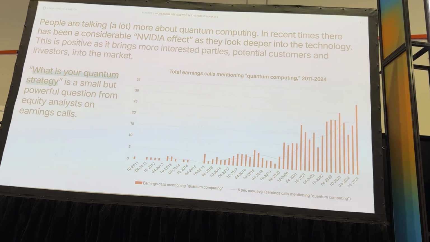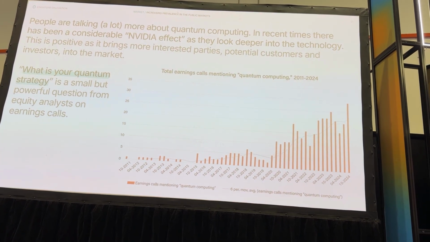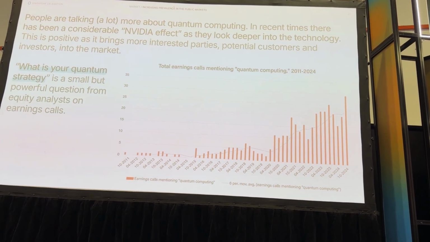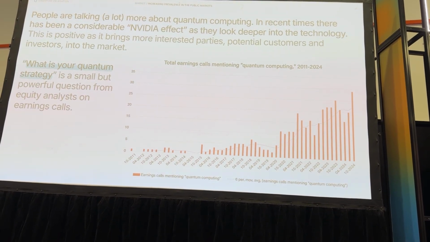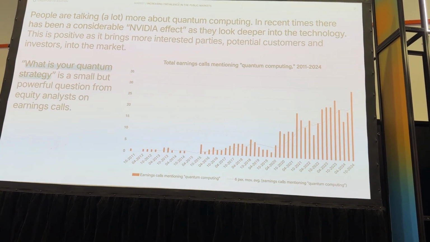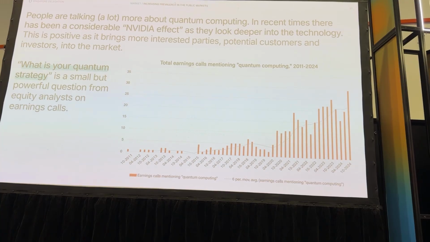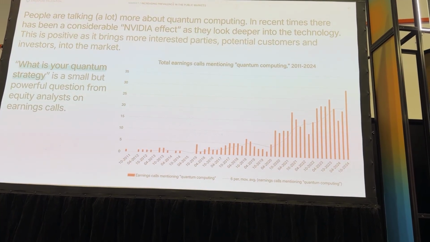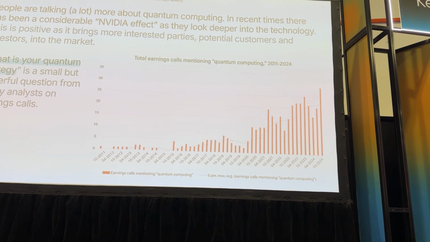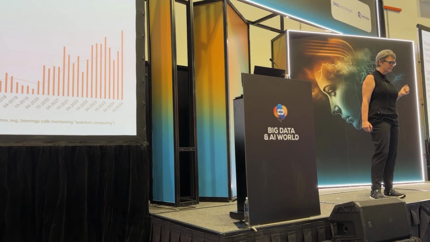NVIDIA also has started to pay attention. About 18 months ago, NVIDIA said quantum computing was too far away, at least a decade, and within a year they've changed their tune. So NVIDIA is now investing heavily in quantum computing companies, and you'll start to see the amount of earnings calls going towards those companies is increasing quite dramatically.